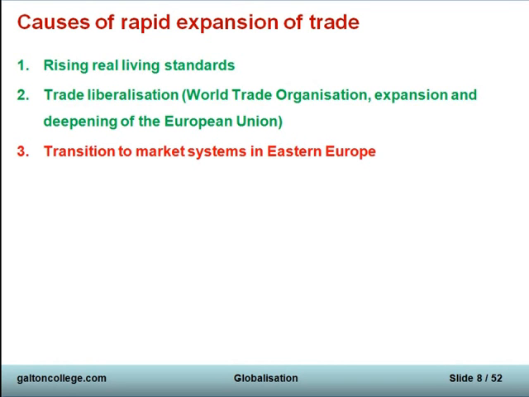And there's also been a movement towards market systems throughout the world, so that business is easier to be conducted, it's easier to get markets and to sell and to buy and to trade in those economies. This is particularly true, of course, of Eastern Europe, where the communist bloc has fragmented and have now become market economies. But it's also happened in China and right throughout the world. So it's easier to trade.